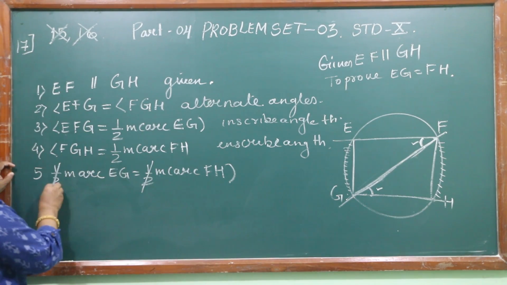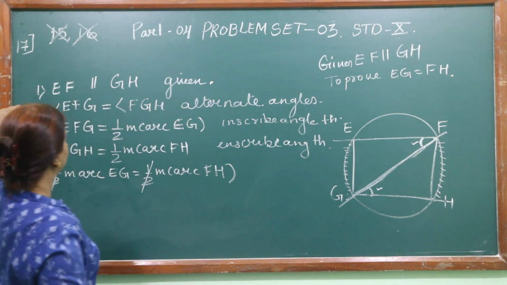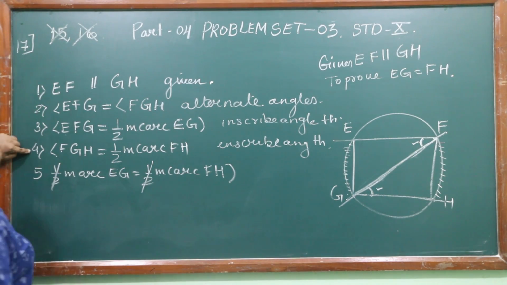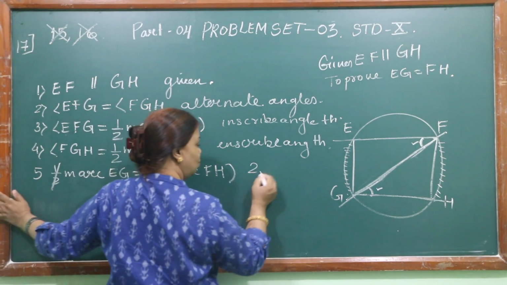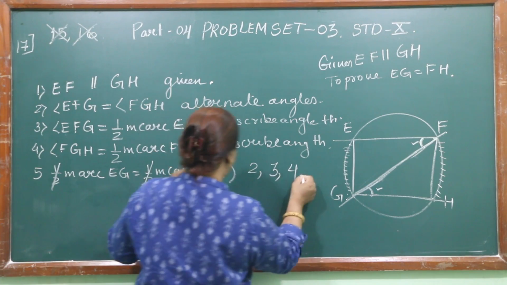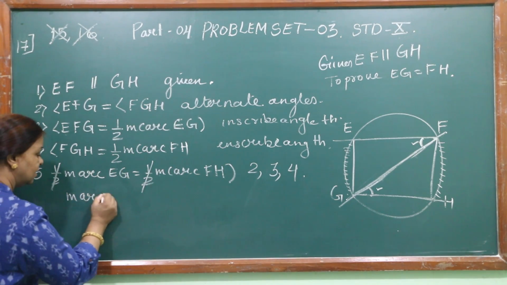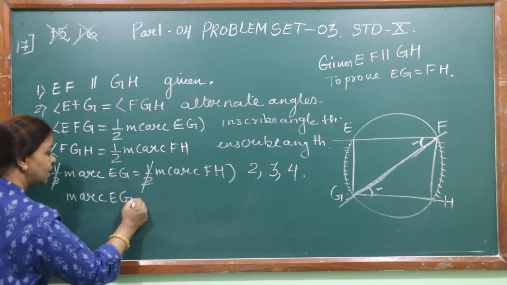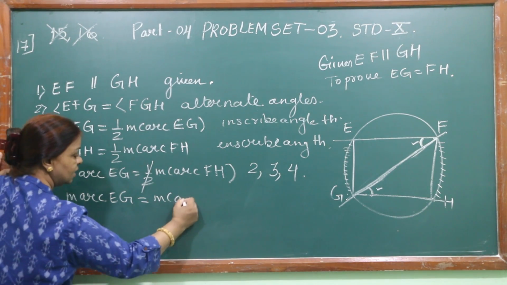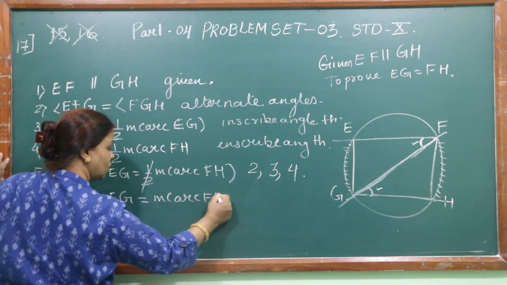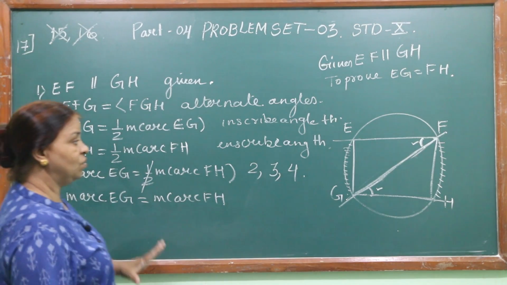Half and a half get cancelled. And from where did I get this? From 2, 3, 4. So we can write 2, 3 and 4. We got it. Now what are we getting? Major arc EG is equal to major arc FH. Two arcs are equal now.